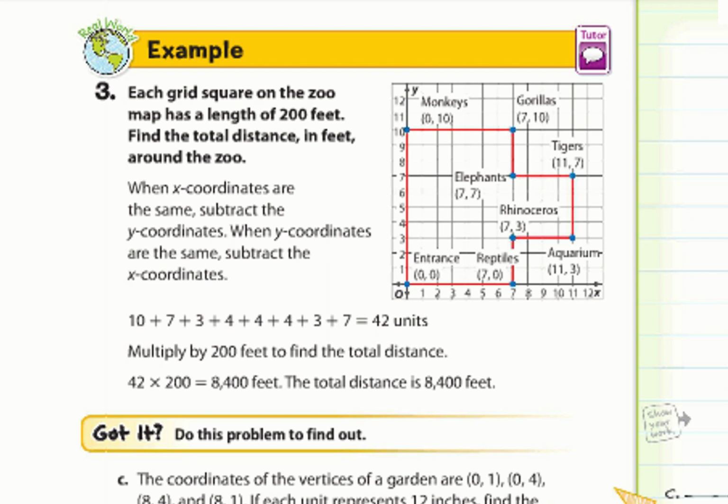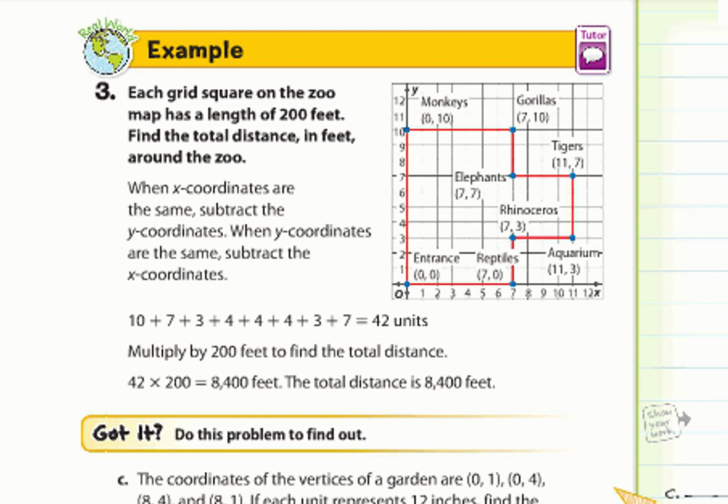Example 3. Each grid square on the zoo has a map length of 200 feet. Find the total distance in feet around the zoo. So what this means is each individual square, so this right here, has a length of 200 feet on each side. And we know this from the very first sentence.